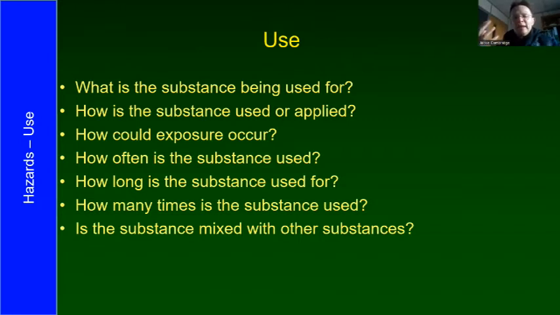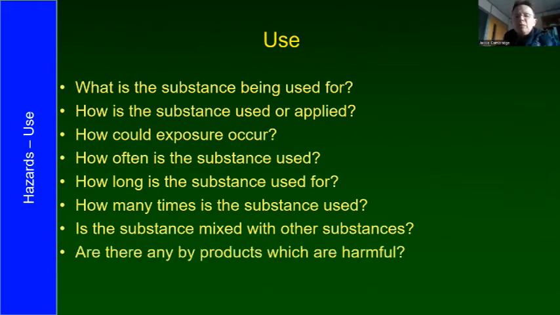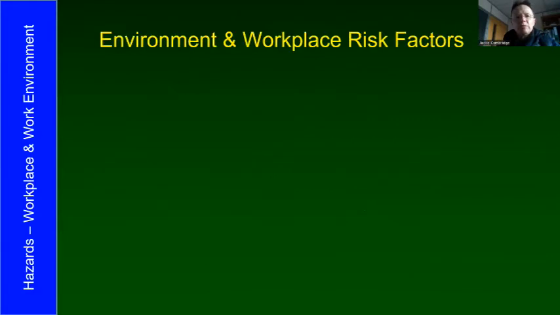We've got substance A, substance B. If they're mixed together, our COSHH assessment needs to be on the mixture, not just on A and B. Are there any byproducts which are harmful? So one cleaner puts bleach down the toilet, another cleaner puts Sif down the toilet, you get some chlorine gas. So it's the byproducts that are more hazardous than the individual substances. So we're asking some questions about how they're being used, because that could increase or decrease the risk level.